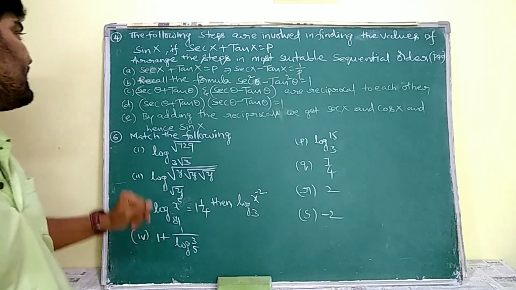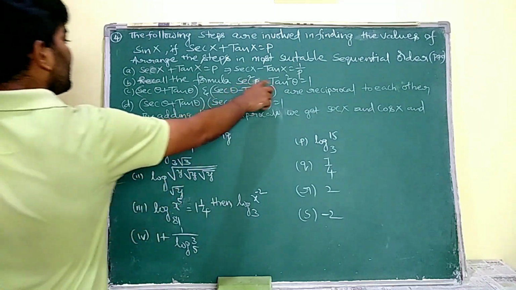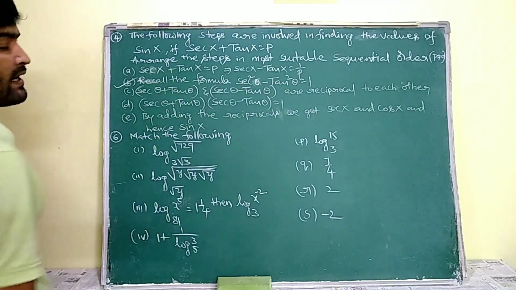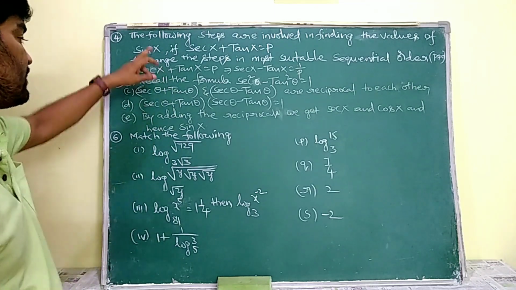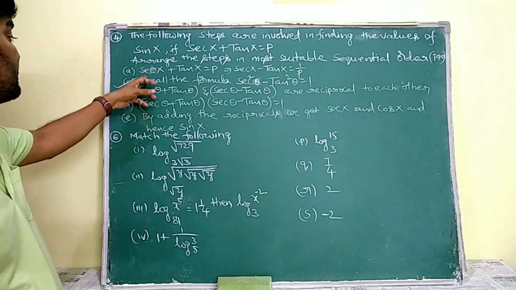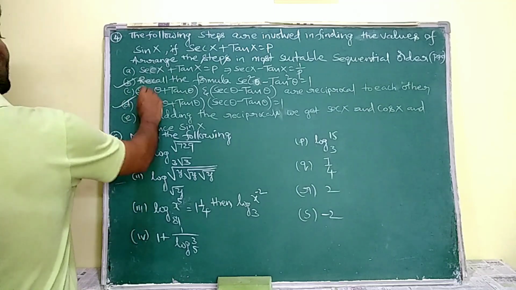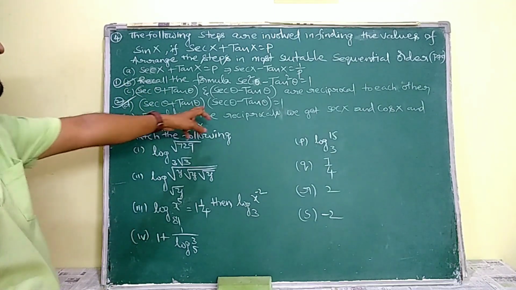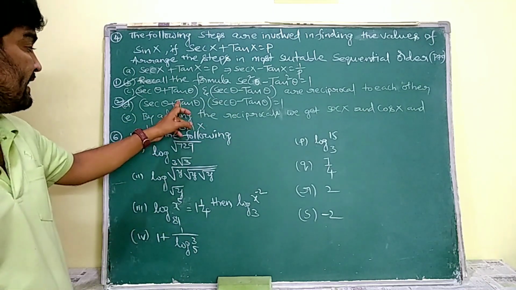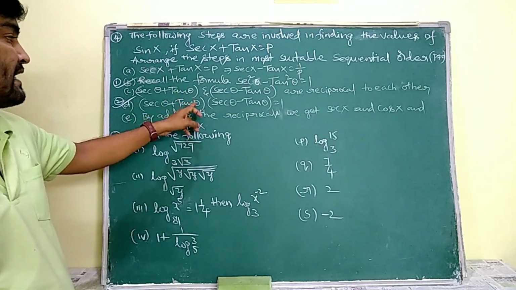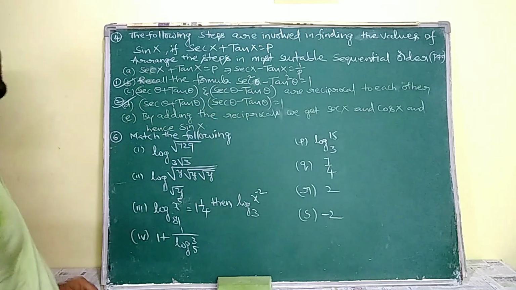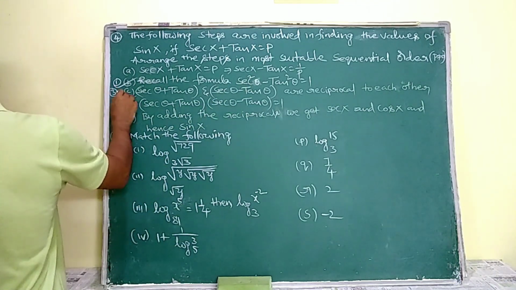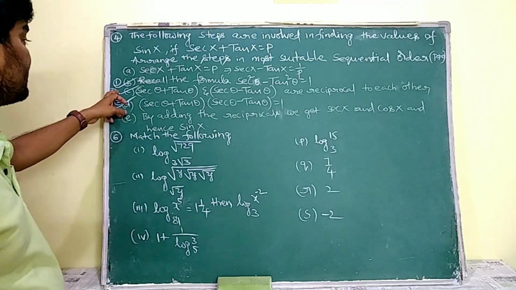Firstly, we have to recall the formula secant square theta minus tan square theta is equal to 1, out of these steps. Then we write secant theta plus tan theta into secant theta minus tan theta is equal to 1. It indicates secant theta plus tan theta and secant theta minus tan theta are reciprocal to each other. This is the third step.